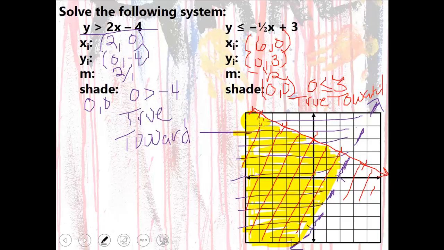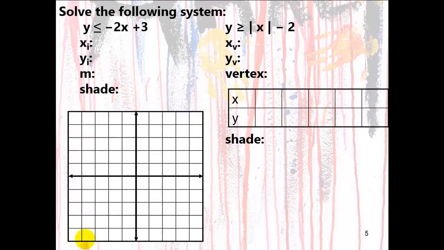So sometimes it can be hard to see, so I would recommend your preliminary shadings you do light, and then you make your final shading dark, okay?